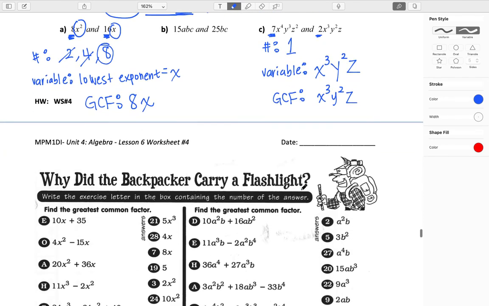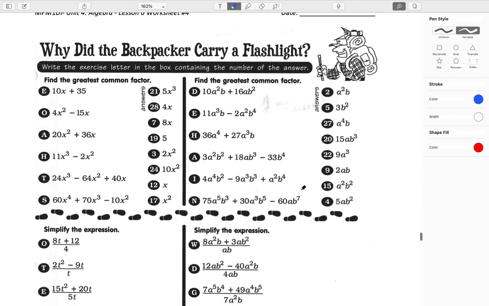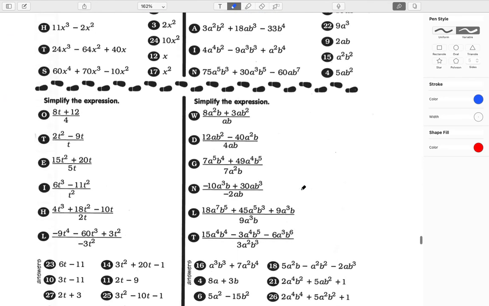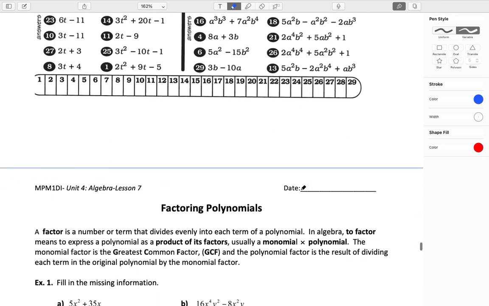So you will be doing that for homework for worksheet number 4, which is division. Okay.